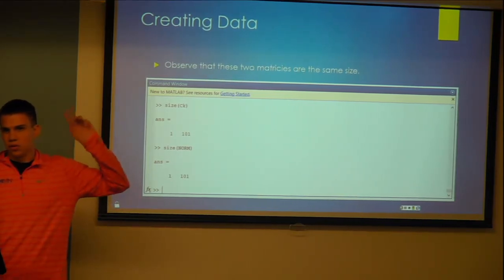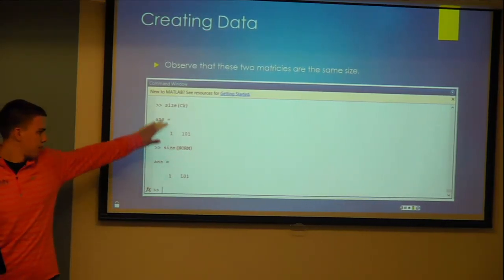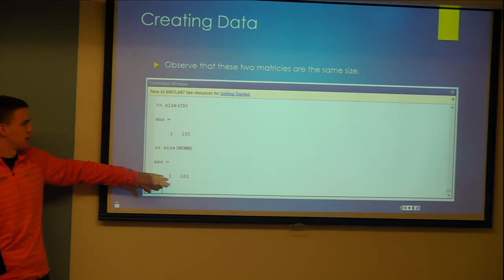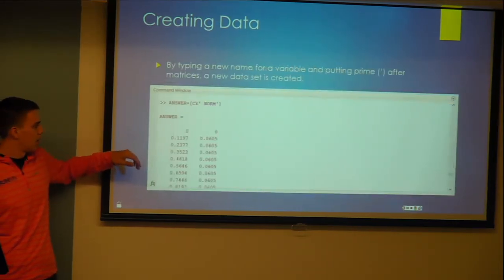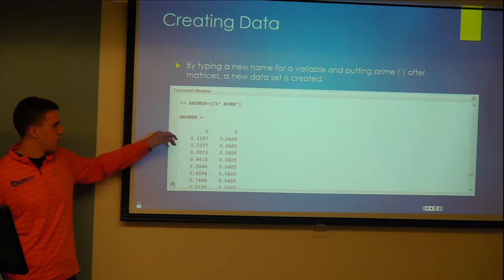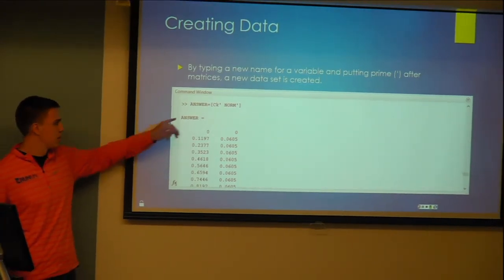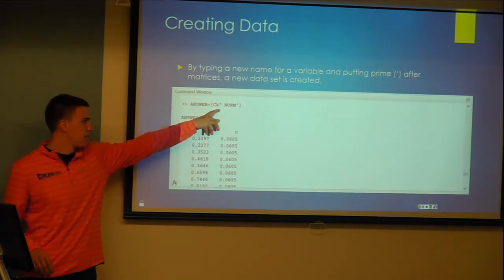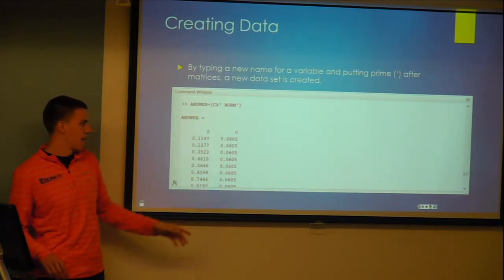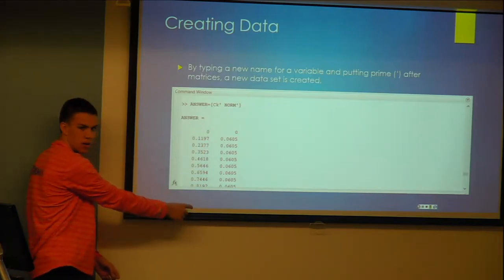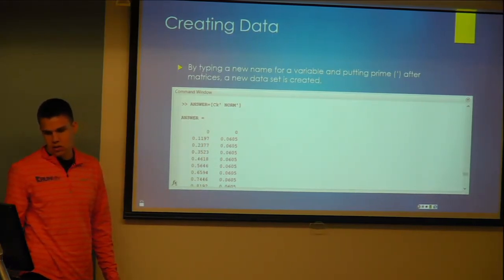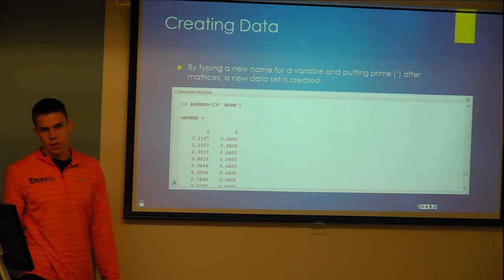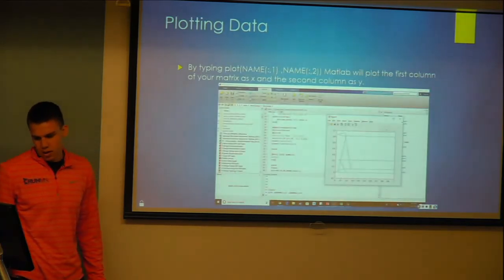These are both the same size, so this is just a slide for the precursor. If we want to create a new matrix off of the old matrix, we can type in answer, the name here, and then whatever the matrices were with a prime. It stacks all of their data into one row. So this is just 2 columns with 102 rows, I believe.